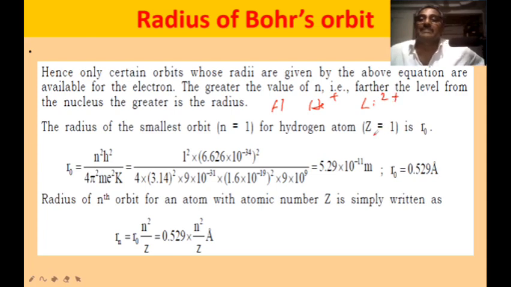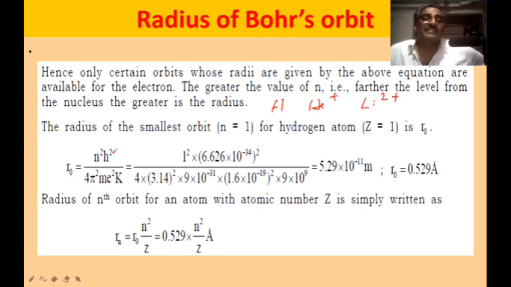where the value of Z changes. For hydrogen atom, Z is equal to 1. For helium ion, Z is equal to 2. For lithium 2 plus ion, Z is equal to 3. That is the atomic number. Here, the radius of the smallest orbit, that is the first orbit, n is equal to 1, for hydrogen atom, Z is equal to 1, is R0. So it is taken as R0.